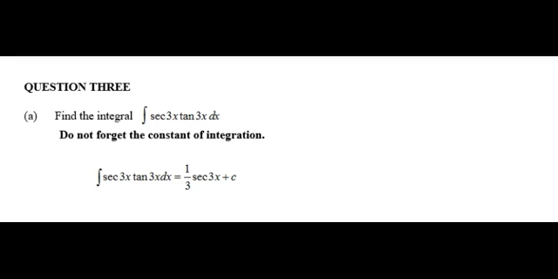Question 3a, from our tables, if we integrated secant x tan x, we'd come back to secant x. So secant 3x tan 3x goes to secant 3x divided by 3. Remember, if you differentiate secant 3x, you'd multiply by 3. If you integrate, you divide by 3.